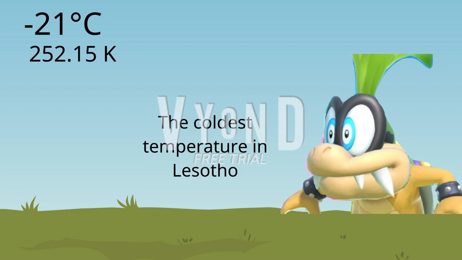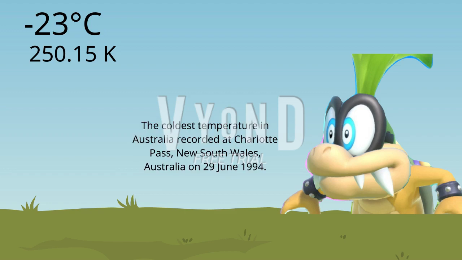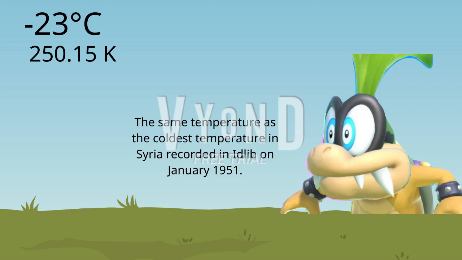The coldest temperature in Lesotho is -21 degrees Celsius, or 252.15 Kelvin. The average point of winter in Finland is -22 degrees Celsius, or 251.15 Kelvin. The coldest temperature in Australia is -23 degrees Celsius, or 250.15 Kelvin, recorded at Charlotte Pass, New South Wales, Australia on the 29th of June 1994. The same temperature as the coldest temperature in Syria recorded in Idlib in January 1951.